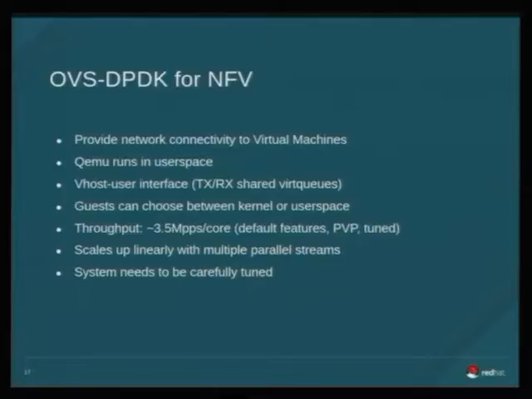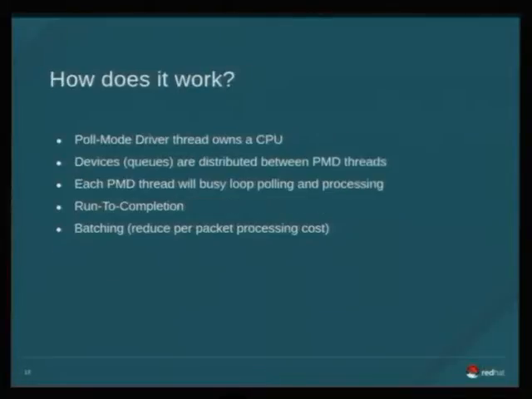We also support multiple streams, multiple queues, which means if you enable more cores to process more queues, this scales up quite linearly. So I would say with 4 cores, we can get line rate speed, even pushing to the virtual machine. But yeah, this system needs to be carefully tuned. We'll talk more about that in the next slides.